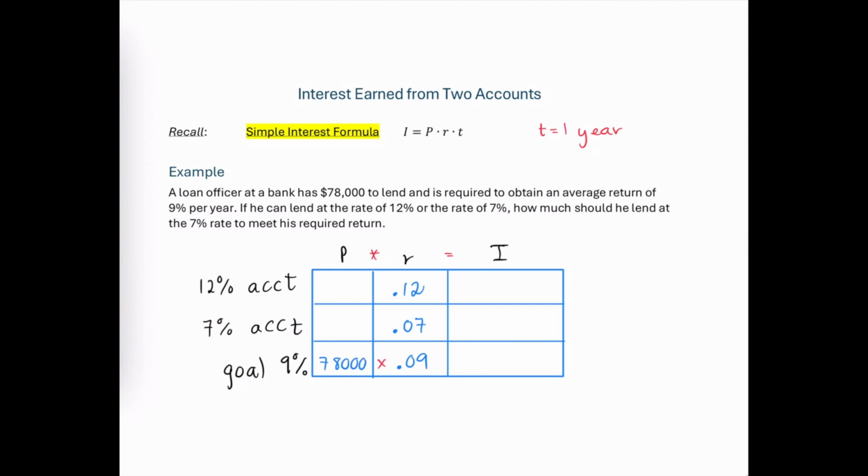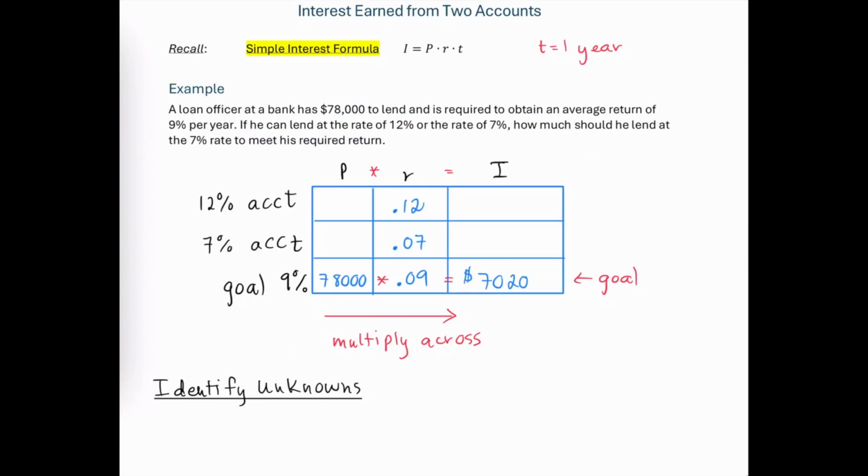Let's go ahead and multiply these two quantities together to see what our financial goal actually is. The product of these two numbers is $7,020. So let's put that value in the position that represents our goal. The strategy here is that we're trying to populate the first two columns so that we can then multiply across to come up with the third column.